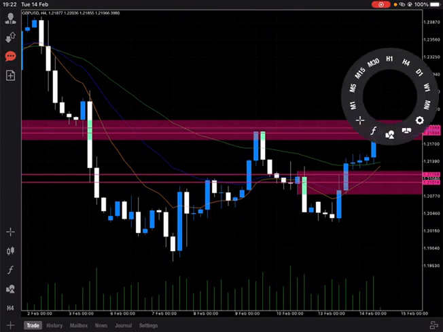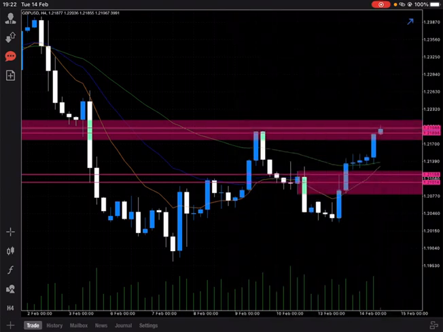So we're going to start today off with GBP USD, okay? I picked the pairs so we can enter in the US session, alright? So these just monitor for the US session opening.